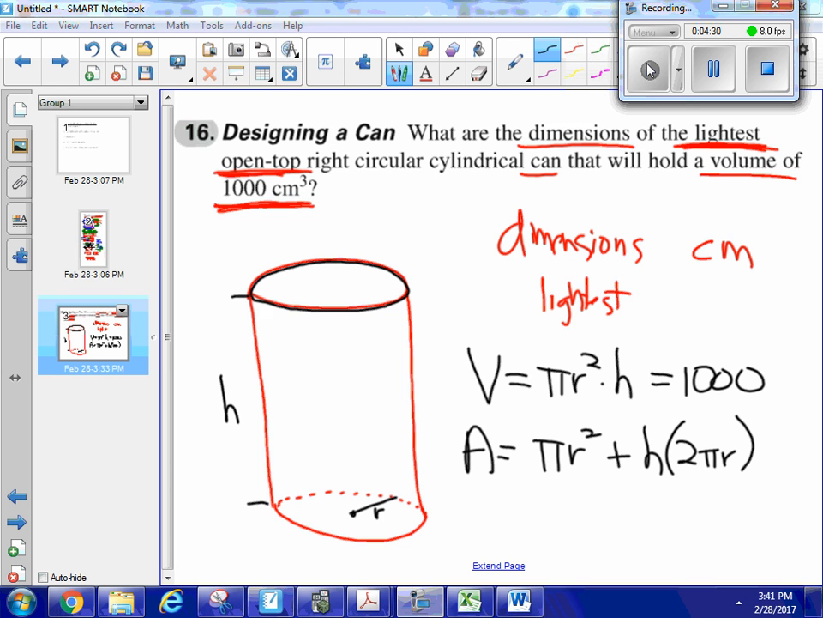So I have kind of a problem here. I know that it's the area I'm trying to minimize, but I have two variables in here. I have an r and an h. So what I'm going to do is use the equation for the volume, and determine h in terms of r. That way I can substitute that in here for this h and have everything in terms of r.